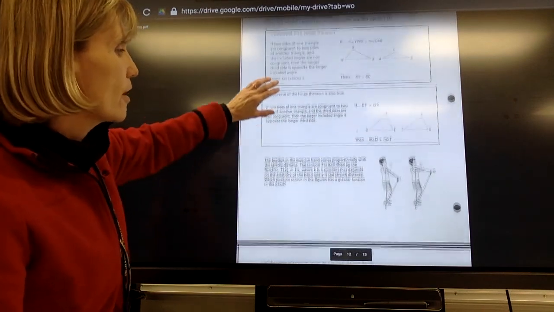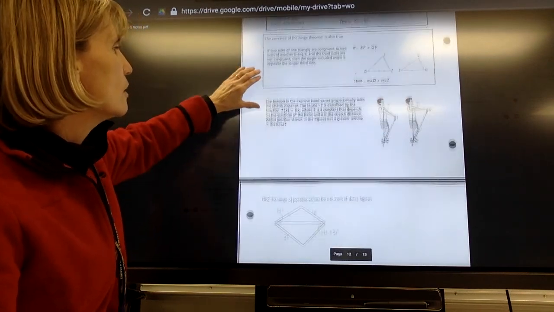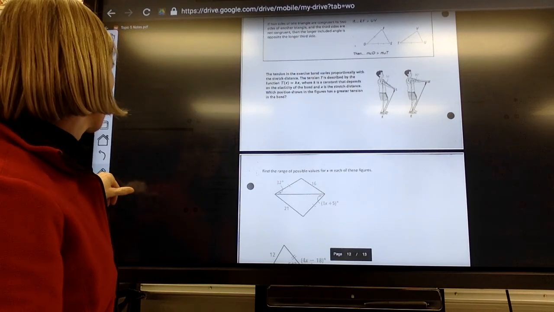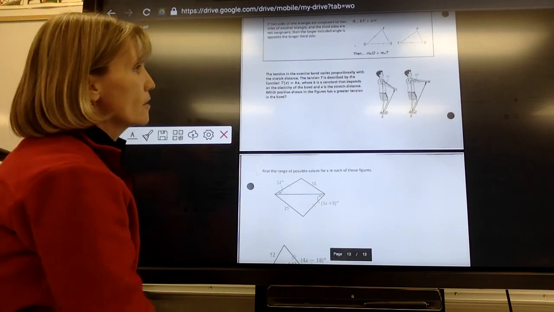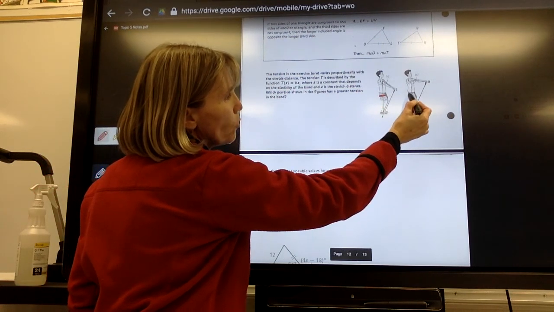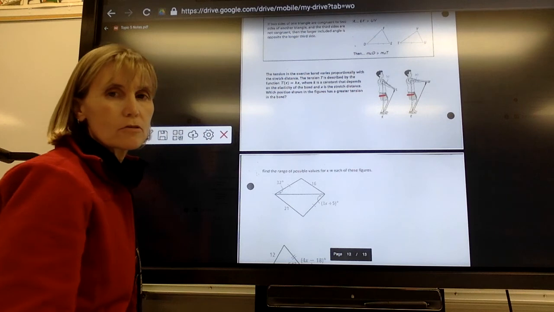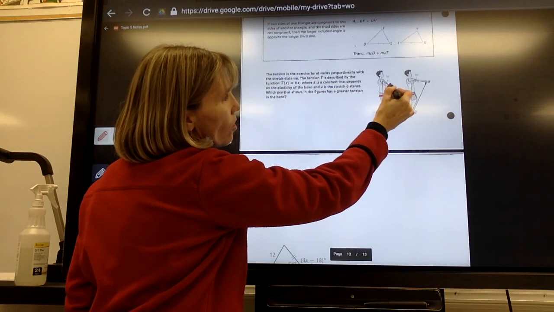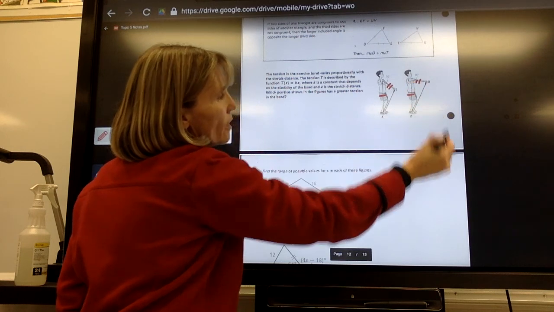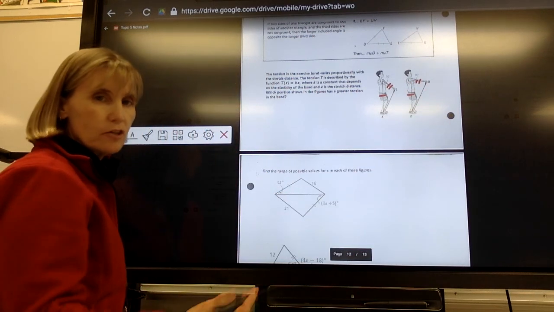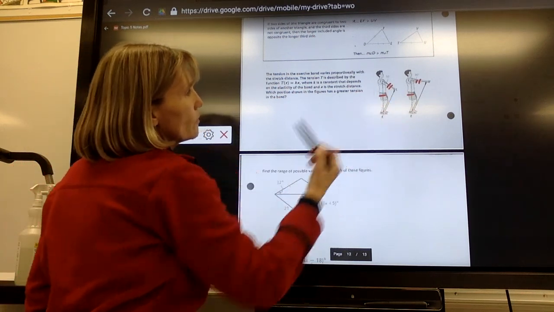Okay, you can see an example of this. It says the tension in the exercise band varies proportionally with the stretch distance. Okay, this is the same person. So this person's height in both pictures and both triangles is going to be the same. And this person's arm length is going to be the same in both of those triangles. What's changing is the angle in between.